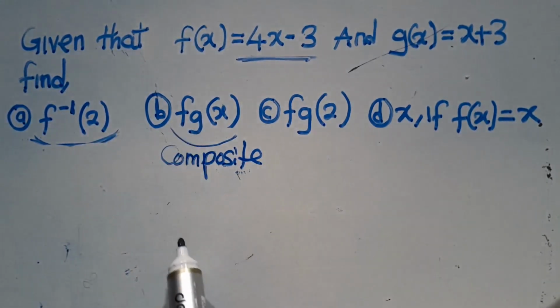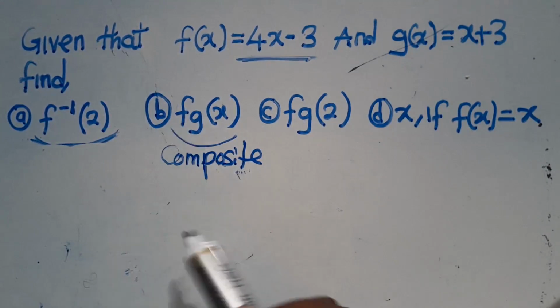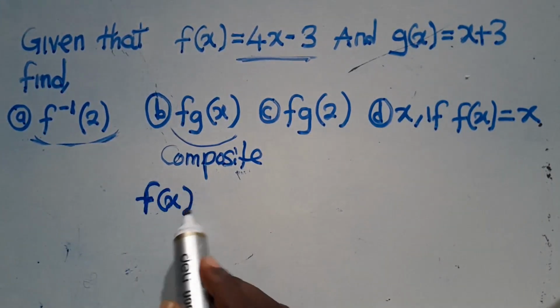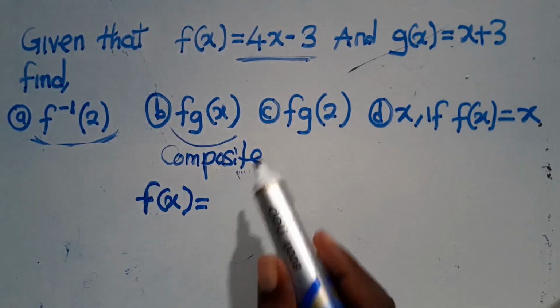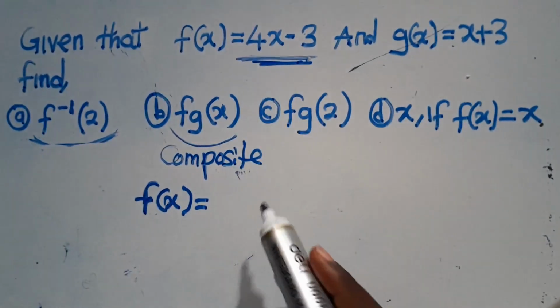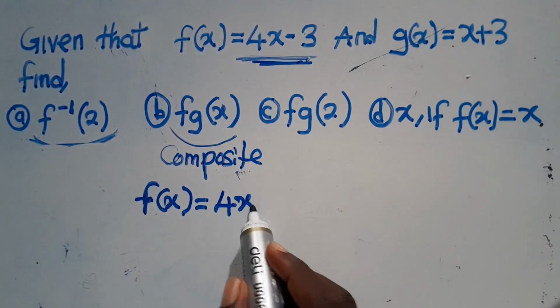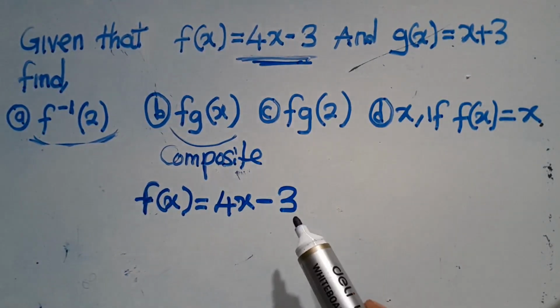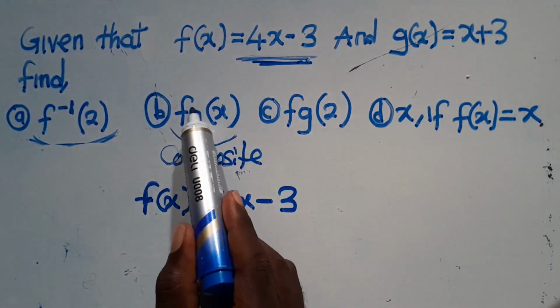So the first function that is given is f. I'm going to say that f of x is equal to 4x minus 3. Then they have also included another function g.